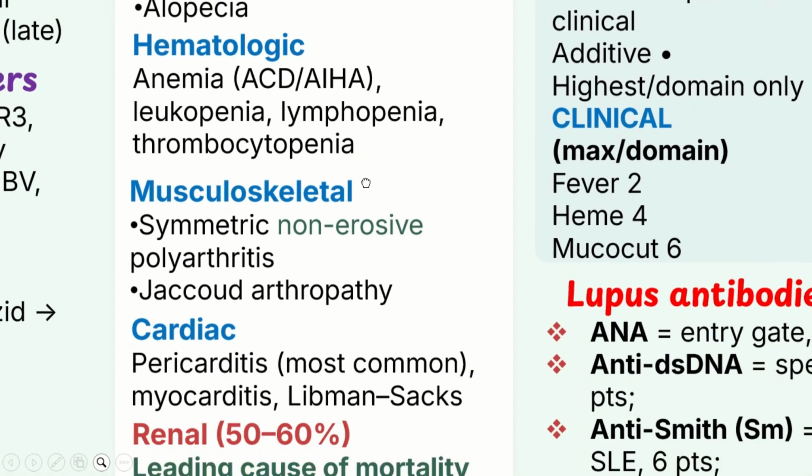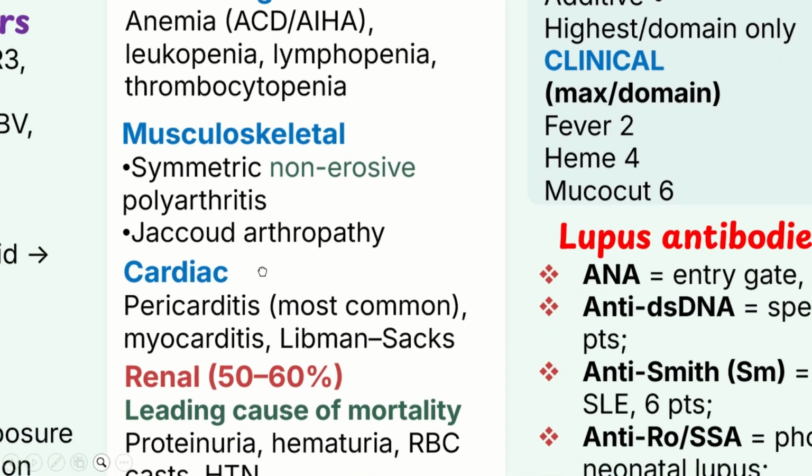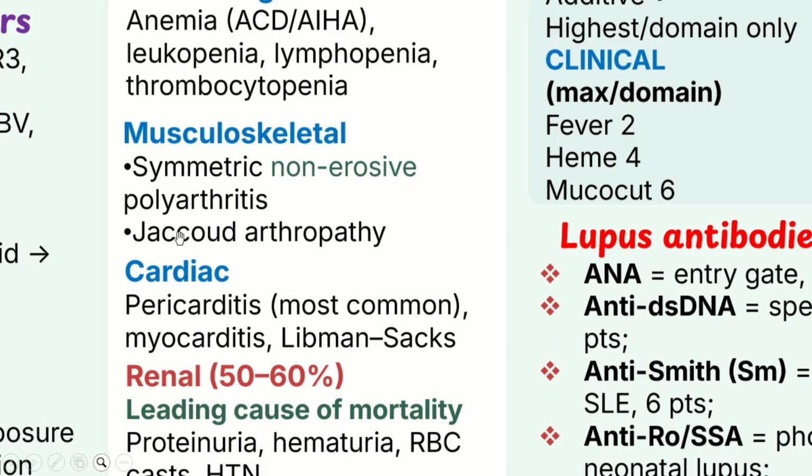When you look at the musculoskeletal system, we can have asymmetric, and this is important to know, a non-erosive polyarthritis. We are having different joints affected, but it's non-erosive. This is going to differentiate it from rheumatoid arthritis, where the immune system affects the joint space and we have erosion. Then we have the Jaccoud arthropathy, which is basically the same thing. It's a non-erosive deforming arthropathy. You have the deformity, yes, but it is not erosive.